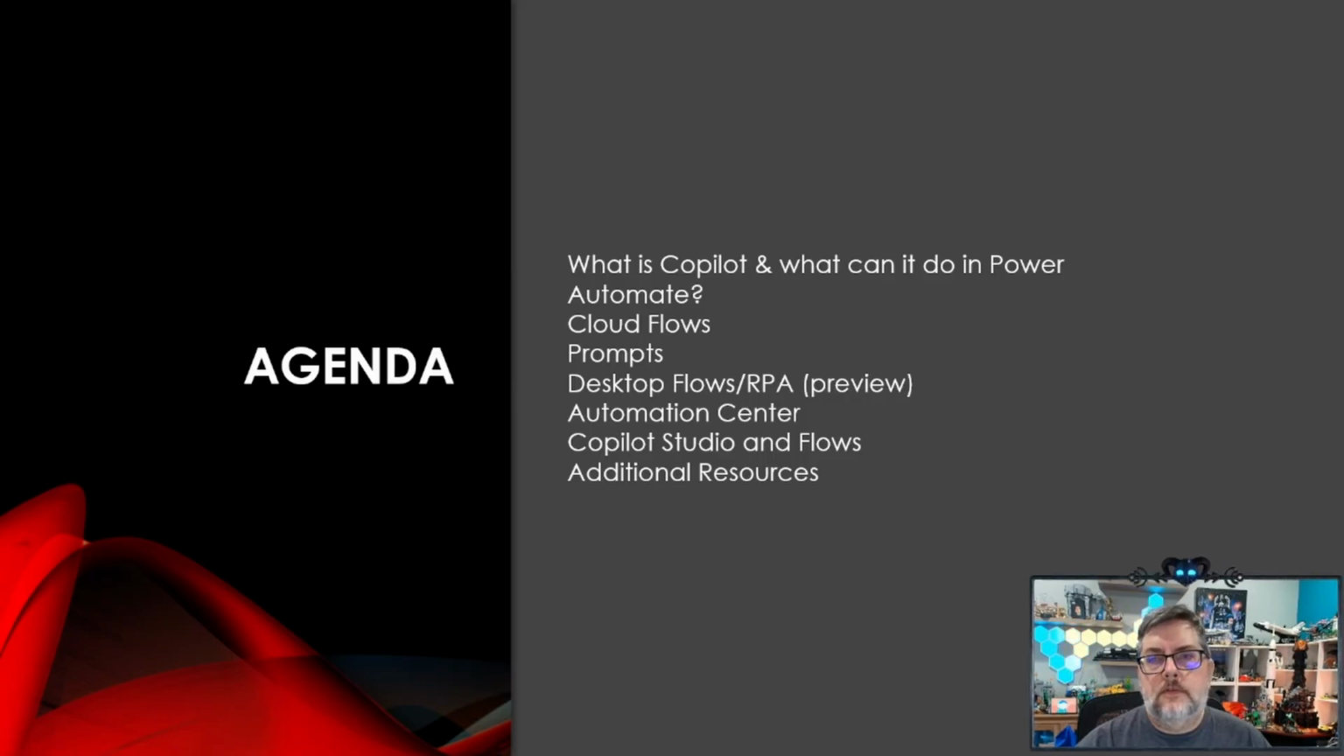We'll talk first about cloud flows, and then we'll take a step back and talk about prompts in general and how to write good prompts and what are some examples there. Then we'll jump over to Power Automate Desktop and talk a little bit about Copilot there and the differences between that and cloud Power Automate. I'll touch briefly on Automation Center, and then we'll go over to Copilot Studio, which is really where the partnership of Power Automate and Copilot really comes into play and is really effective. And at the end, I'll talk about some additional resources, things you can look at.